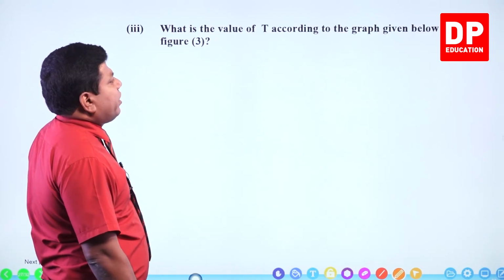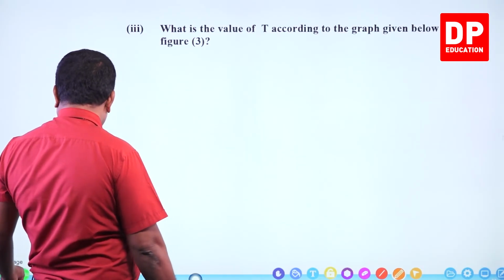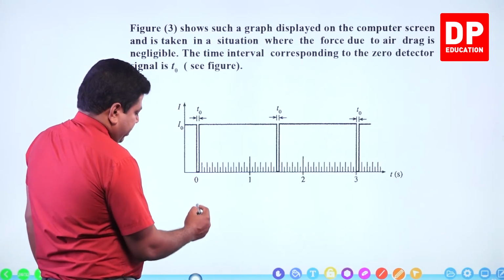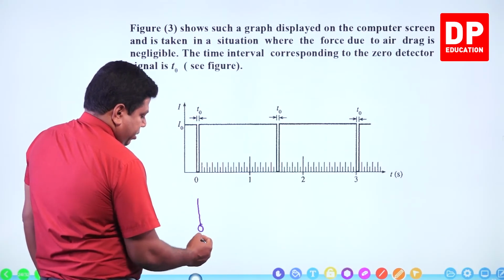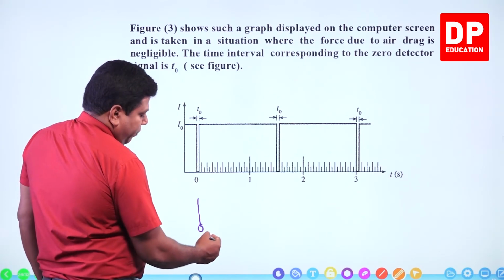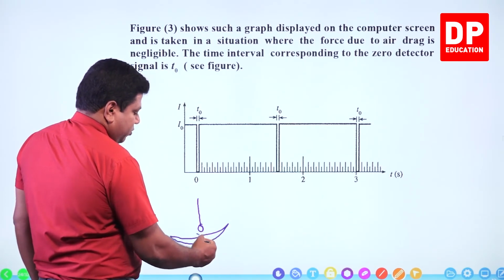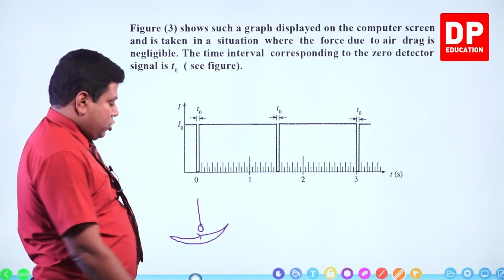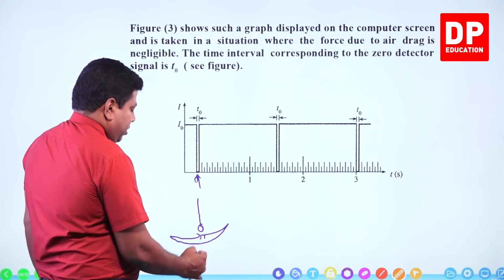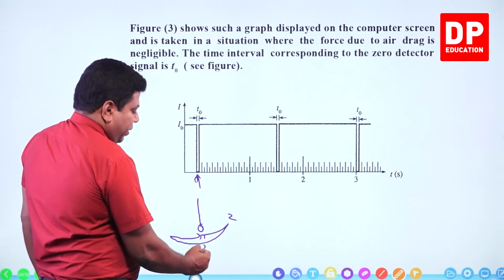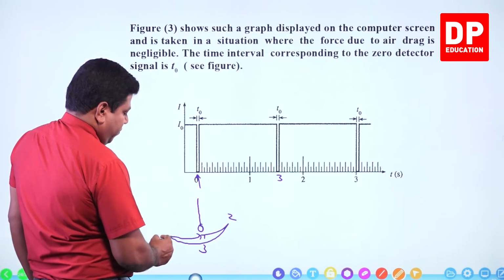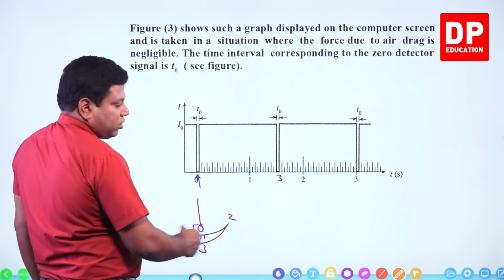What is the value of t according to the graph given below in figure 3? T means the oscillation time. Look at this. Now see the beam, let us say the beam is going perpendicular to this plane. The pendulum goes here, comes back and comes back. This is what you call one full oscillation. When it goes rightwards, it first crosses at number 1, number 2, number 3 again, and then 4, 5. That is how one full oscillation is going to be.